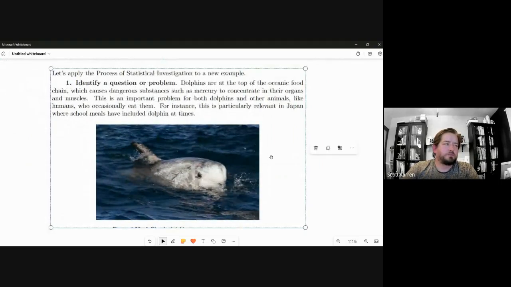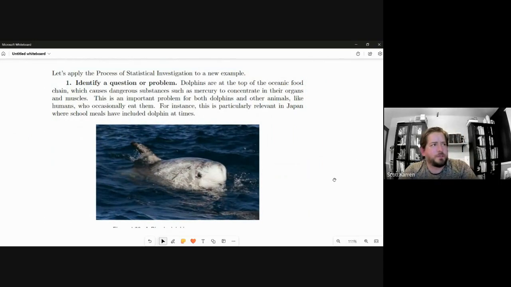All right, so we have these Risso's dolphins. The problem that they're stating here: dolphins are at the top of the oceanic food chain, which causes dangerous substances such as mercury to concentrate in their organs and muscles, because they eat all the smaller stuff that has mercury and such in it. This is an important problem for both dolphins and other animals like humans who occasionally eat them. For instance, this is particularly relevant in Japan, where school meals have included dolphin at times.